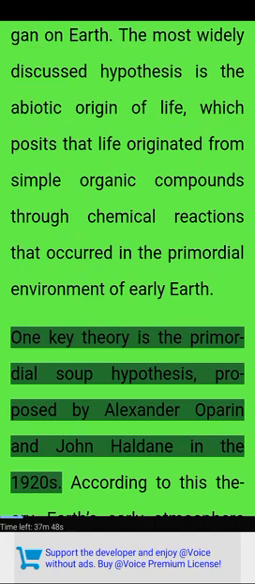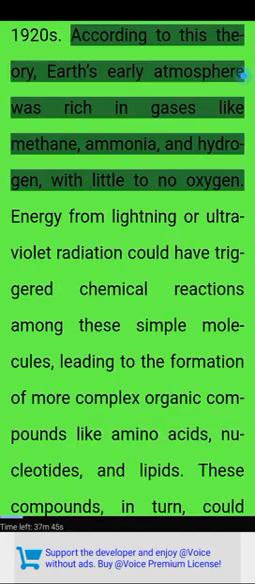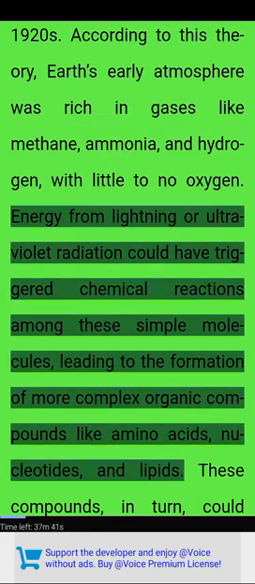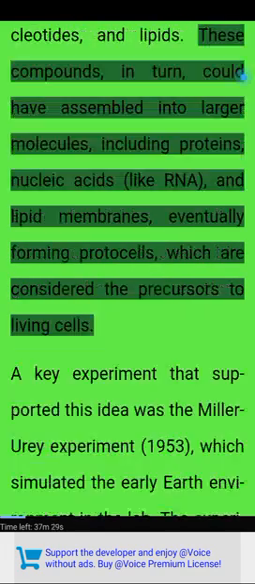One key theory is the primordial soup hypothesis, proposed by Alexander Oparin and John Haldane in the 1920s. According to this theory, Earth's early atmosphere was rich in gases like methane, ammonia, and hydrogen, with little to no oxygen. Energy from lightning or ultraviolet radiation could have triggered chemical reactions among these simple molecules, leading to the formation of more complex organic compounds like amino acids, nucleotides, and lipids. These compounds, in turn, could have assembled into larger molecules, including proteins, nucleic acids like RNA, and lipid membranes, eventually forming protocells, which are considered the precursors to living cells.